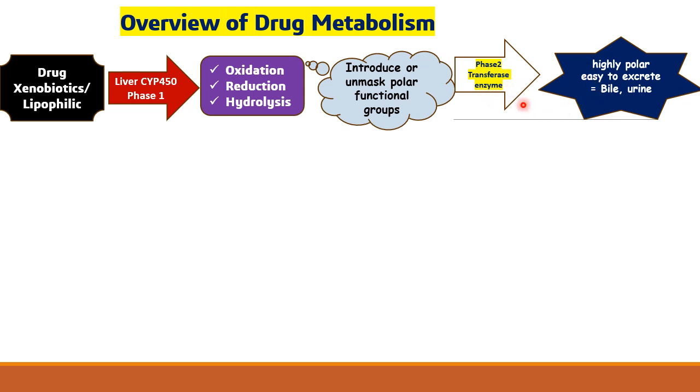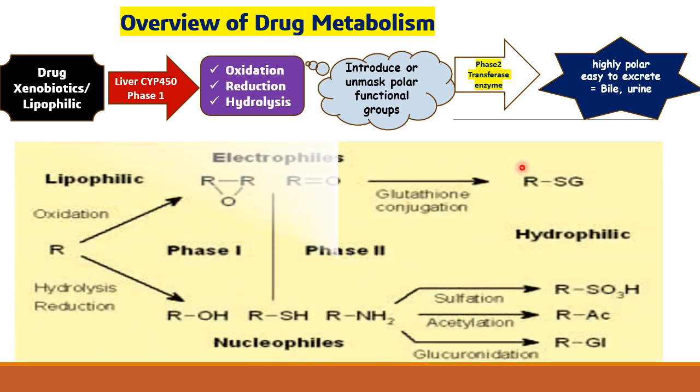So the main purpose of drug metabolism is to convert a highly lipophilic, nonpolar drug molecule into a highly polar, easily excretable species. The important point to mention here is that it is not necessary for all drugs to go through both phase 1 and phase 2 metabolism. There are many drugs which undergo only phase 1 and are then easily excreted out. And there are also classes of drugs which can directly go through phase 2 conjugation. And this is the general overview of phase 2 metabolism.